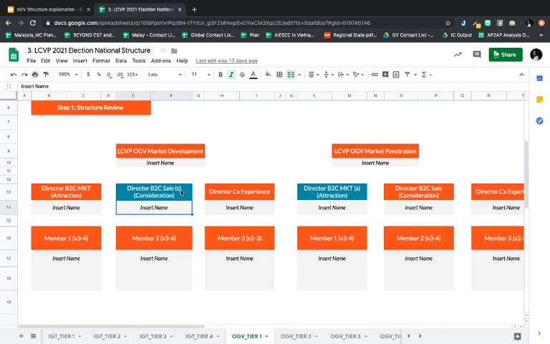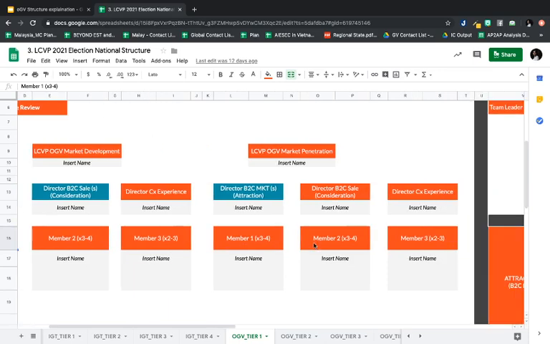And then the member of B2C marketing only needs to be around 3 to 4, B2C sale needs around 3 to 4, and customer experience around 2 to 3. And then for penetration market, we actually need to focus on B2C marketing.